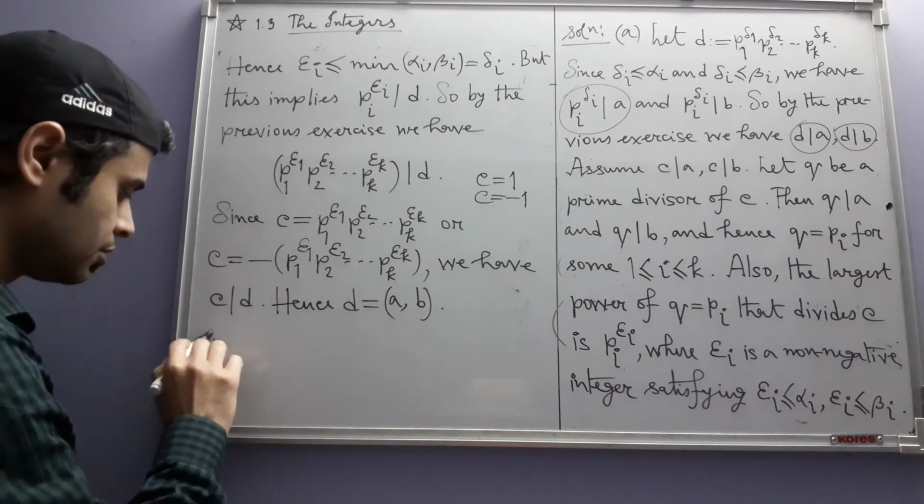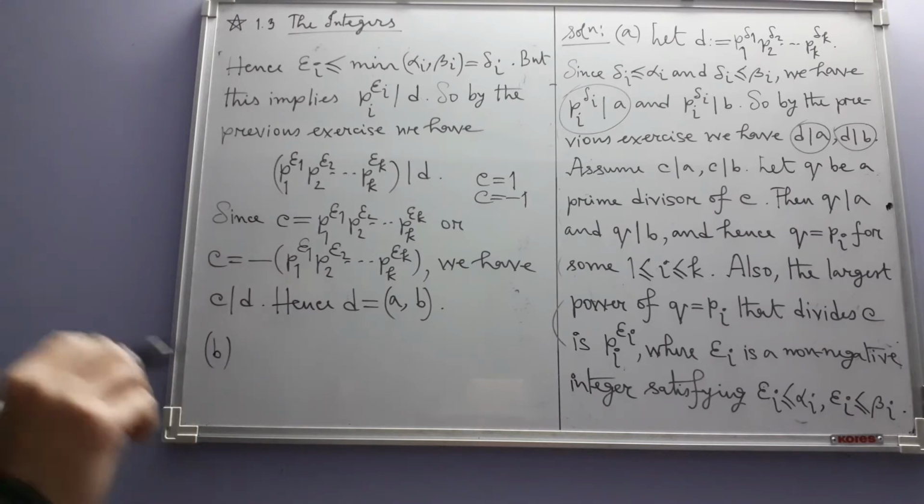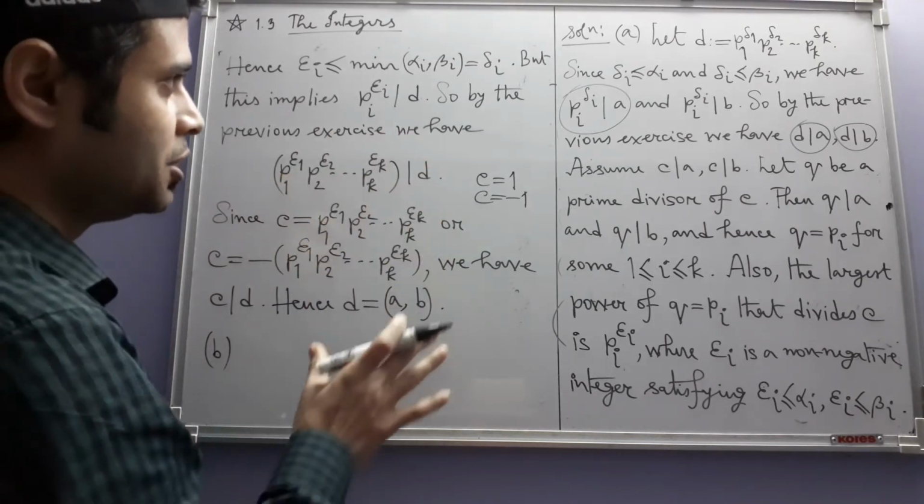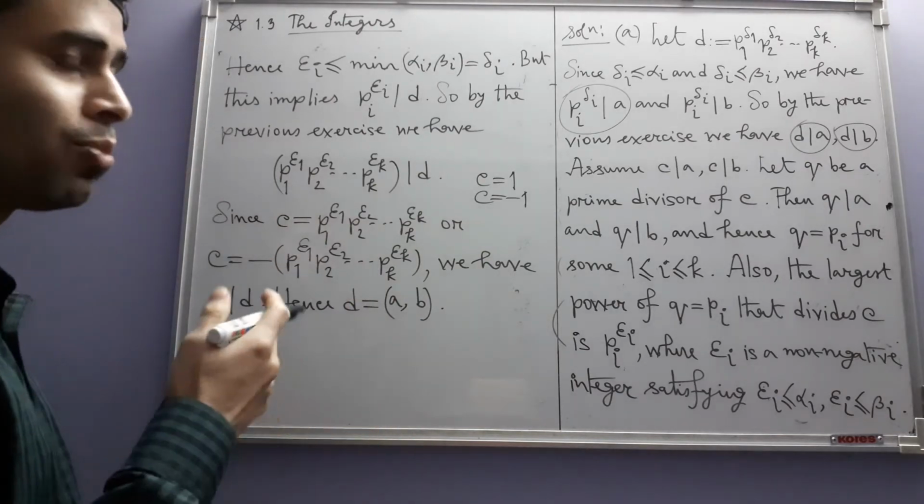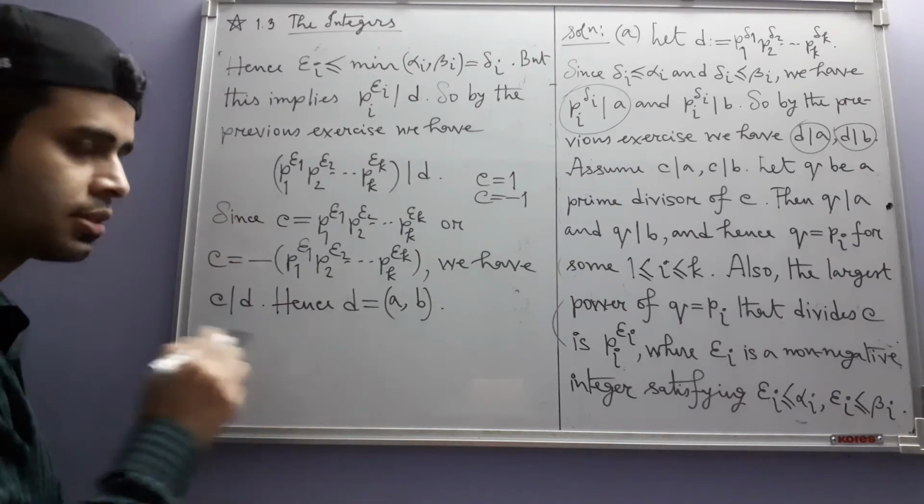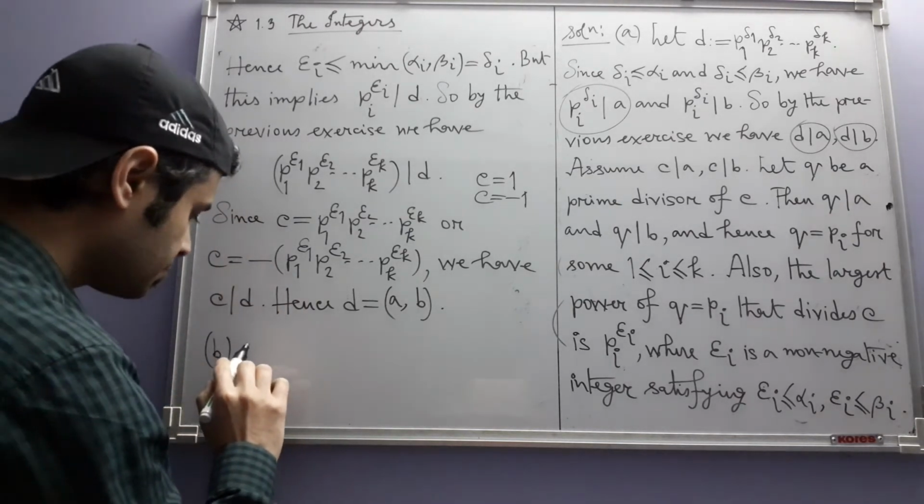Now we move on to the second one. For the second one, we don't have to work from scratch. Why? Because A and B, the way they are given, are positive integers. So I can use one of the results that I have already proved in one of the previous exercises.